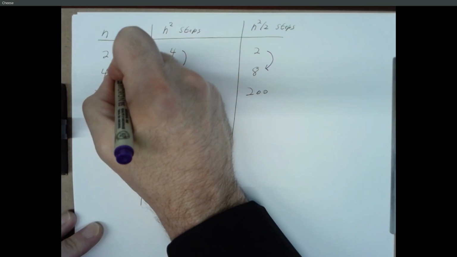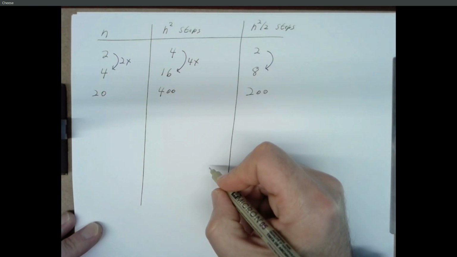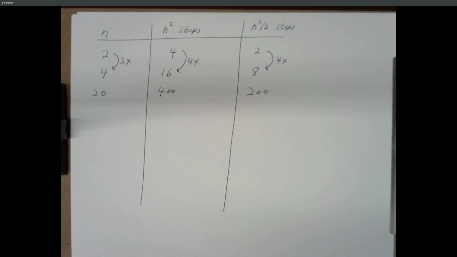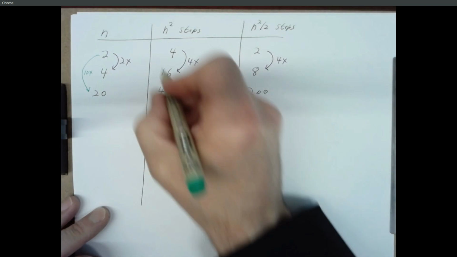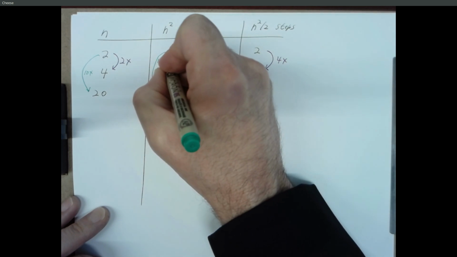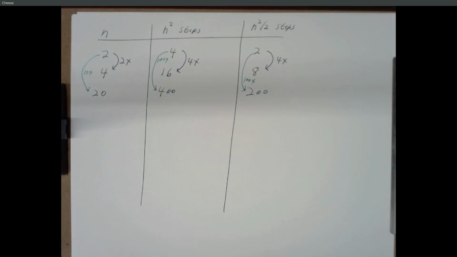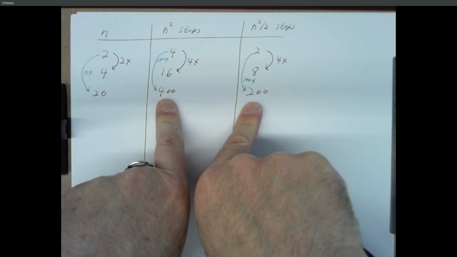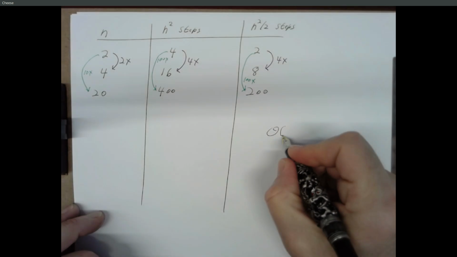Okay, so here we've doubled the amount of data. Here our number of steps went up by a factor of 4. Here our number of steps also went up by a factor of 4. Here we've got 10 times as much data. Here the number of steps went up by 100. Here the number of steps also went up by 100. It's this increase that we're interested in. When I have 10 times as much data, the time required goes up by 10 squared. Okay, so that's what we're capturing when we say something is order n squared.